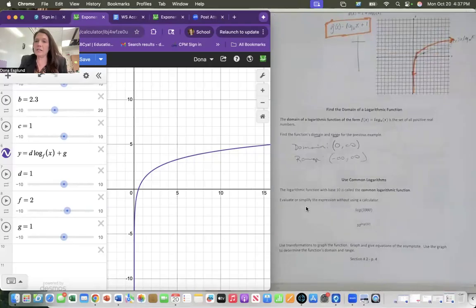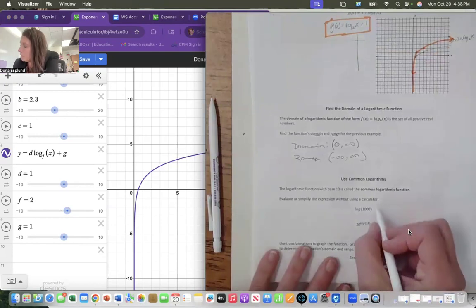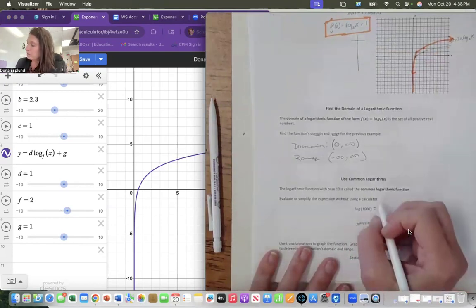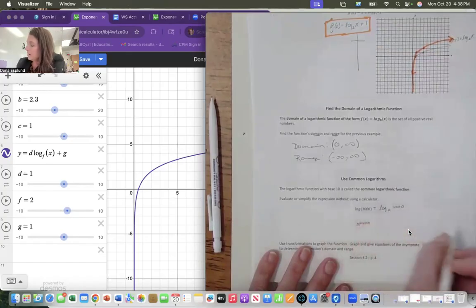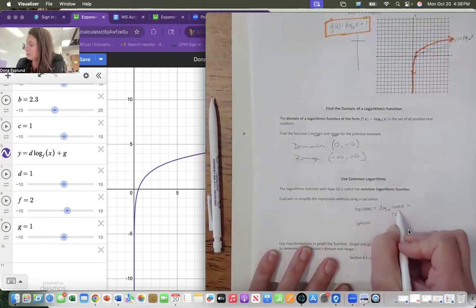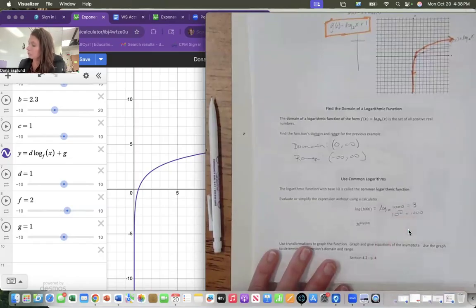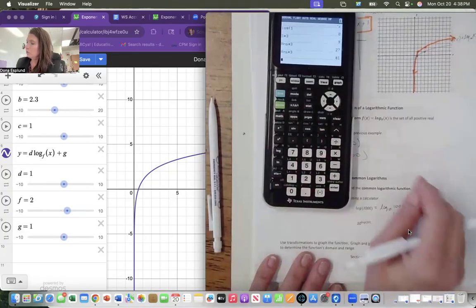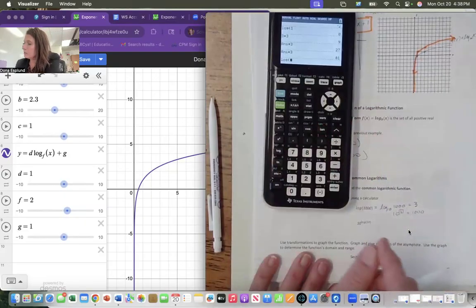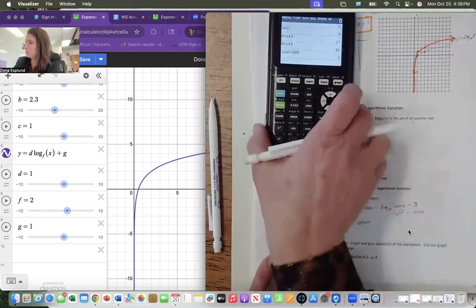Okay, so the next one, we're going to get into the common logs and the natural logs. And so my common logs, again, another way you won't see this written, but this means log base 10 of 1,000. And so we know that this is saying 10 to what number is going to equal 1,000. And you would say, well, 10 to the third power has to be that. So that's going to be the value of 3. You can also, on your log functions and your ln functions, use your calculator real easily. So on this one, I'm going to go log of 1,000, and then I'm going to get 3.